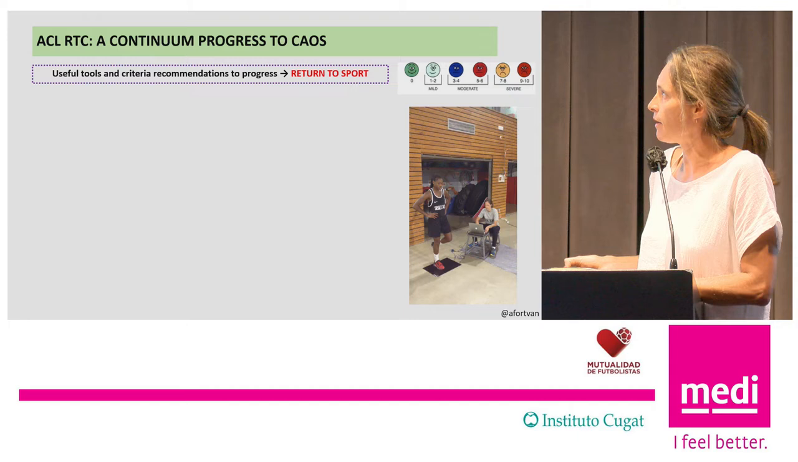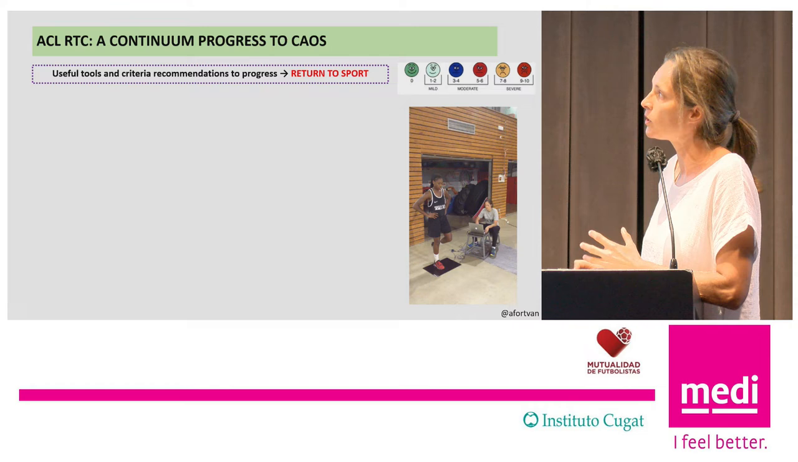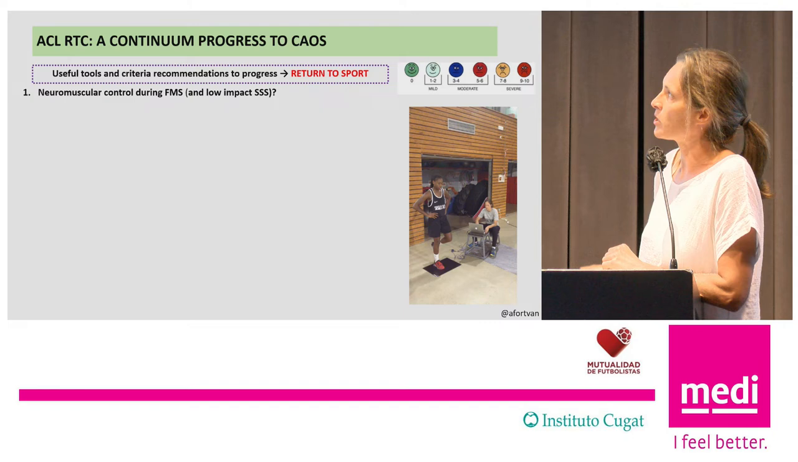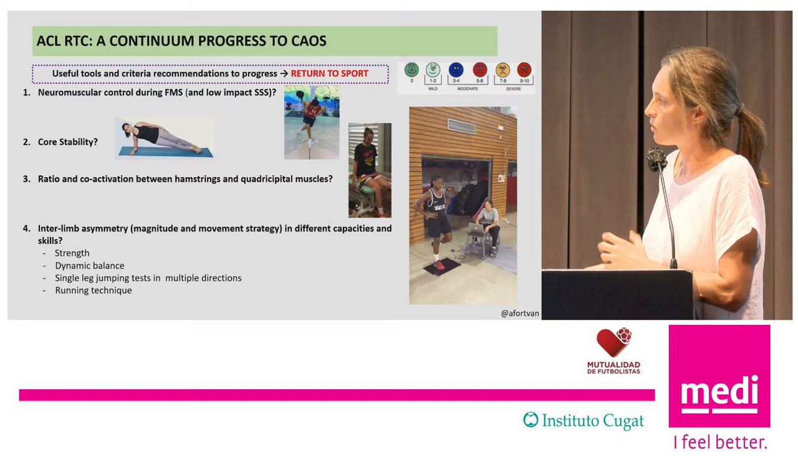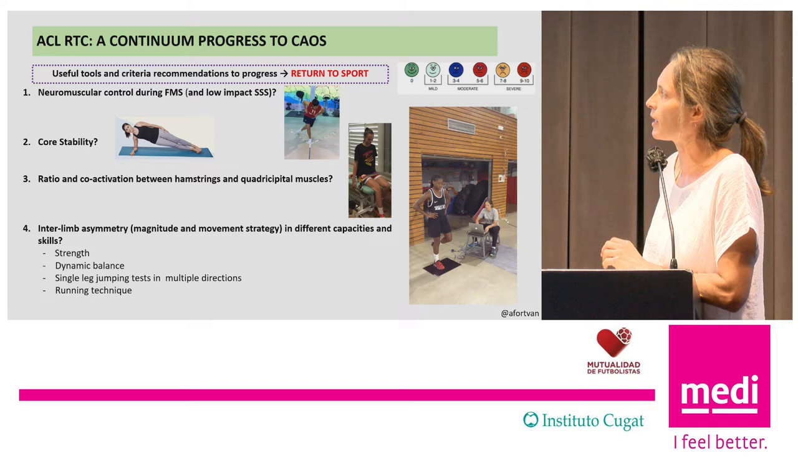Here we present some useful traits that can help to monitor and control the progress in the return to sport phase: neuromuscular control during fundamental movement skills, core stability, the ratio between hamstring and quadriceps, and also the monitoring and control of interlimb asymmetry. In this case, it's very important to control the magnitude and the movement strategy of the different fundamental skills.